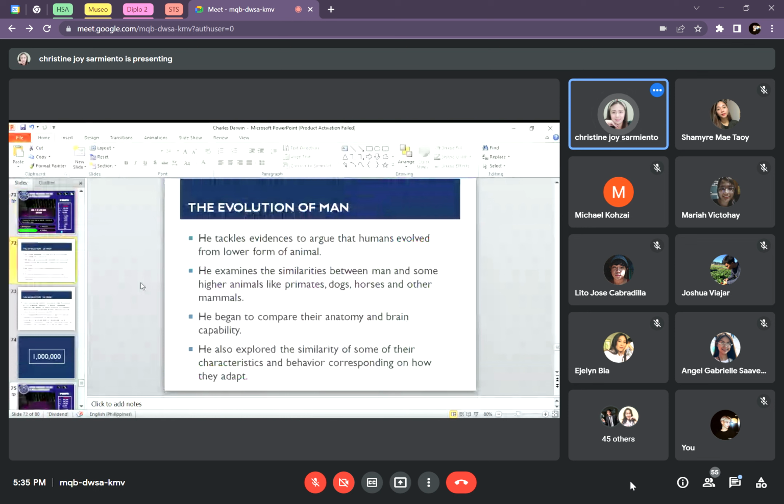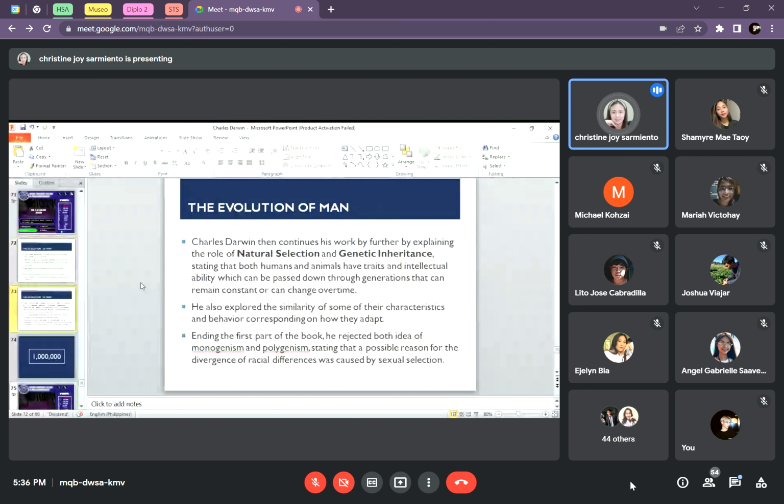Then, he tackles evidences to argue that humans evolved from lower forms of animals, examining the similarities between man and some higher animals like primates, dogs, horses, and other mammals. He began to compare the anatomy and the brain capability. Kaya nga po nasabi niya na merong large brain size at saka may intelligence ang tao compared to other organisms or other animals. He also explored the similarity of some of their characteristics and behavior corresponding on how they adapt.